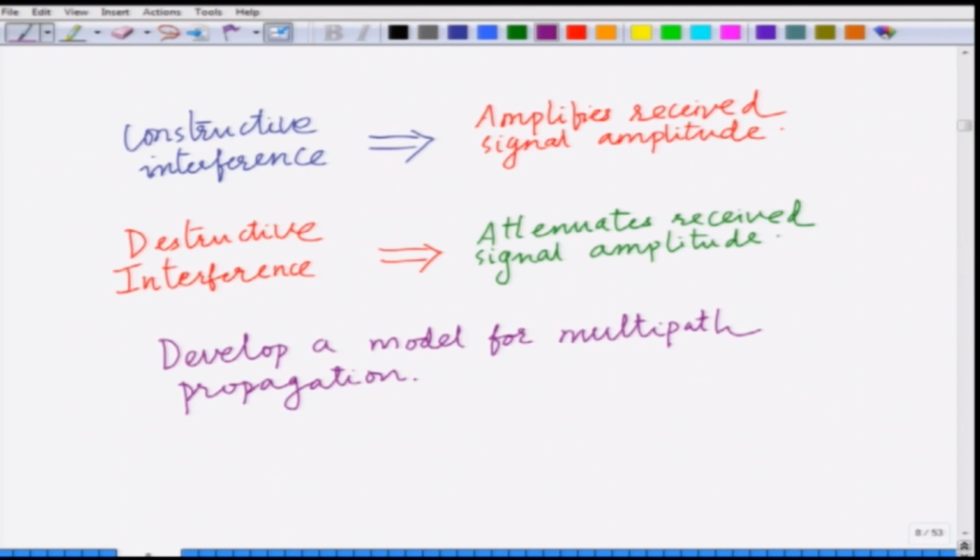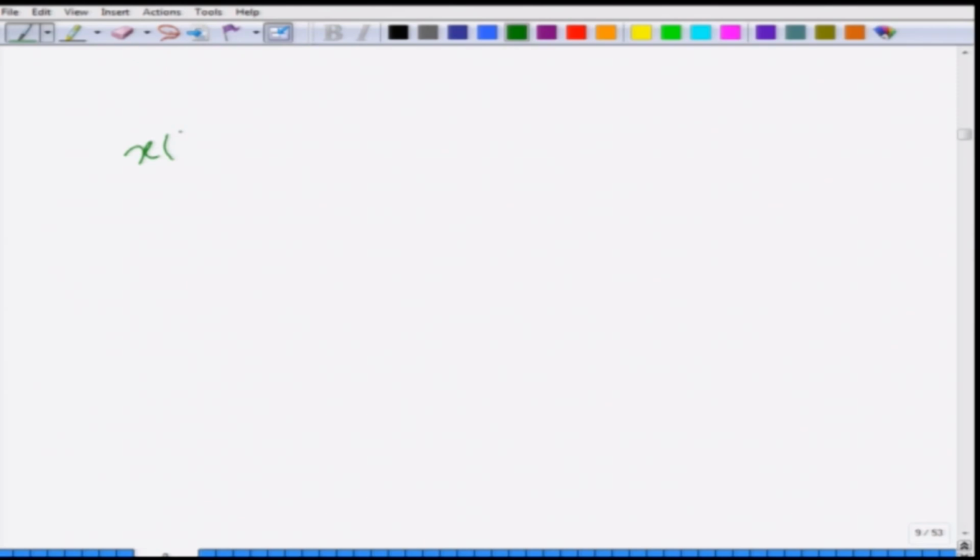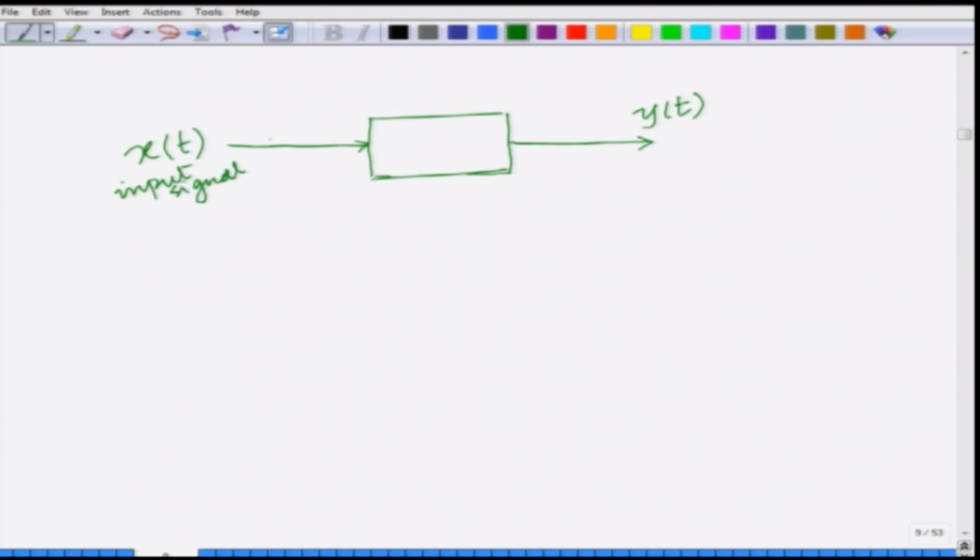When we talk about a model in the context of engineering or communications, we are talking about an input-output system. So let's say we have a signal x(t) which is input to my wireless system, and this is my output signal. This is my input signal, and this is the output signal, and this is my wireless environment or my wireless channel between the transmitter and receiver.